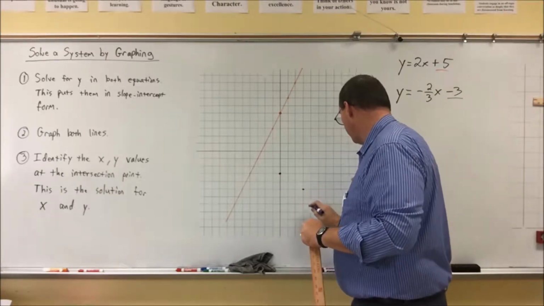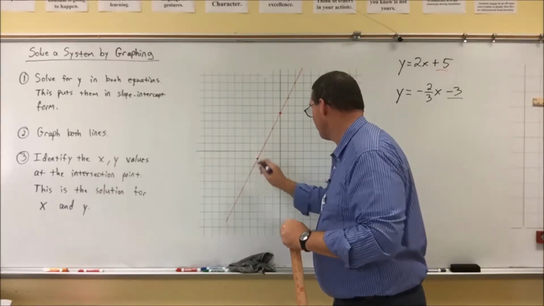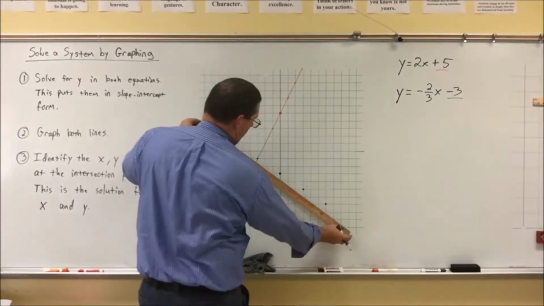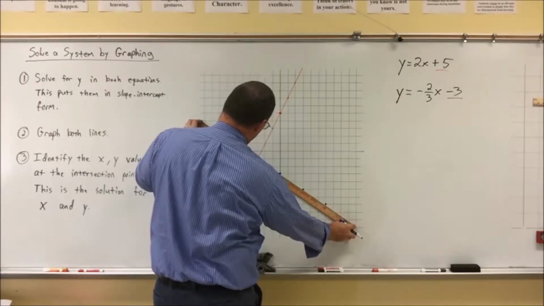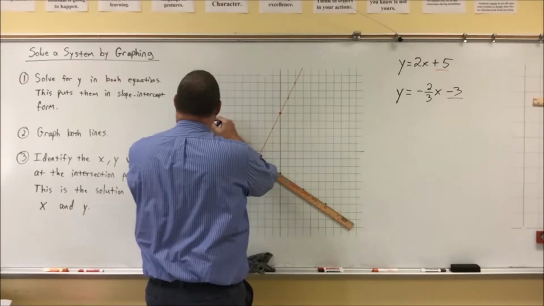I can do it again, down 2 and over 3. I can also go up 2 and back. Oh, there's our solution right there. And now I'm going to line them up and draw the line.